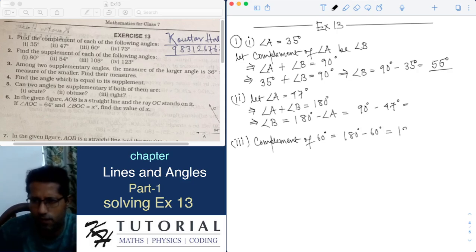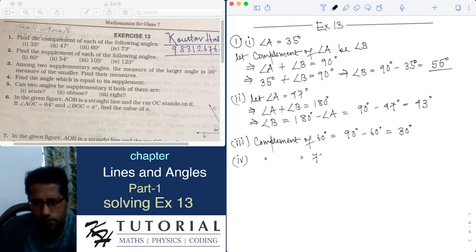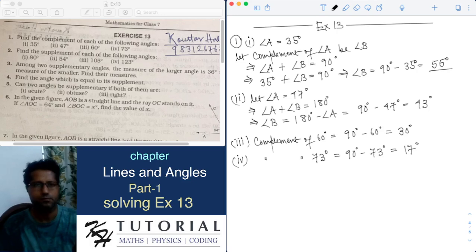And this one is 90 degrees minus 60 degrees, which is 30 degrees. Similarly, part 4, the complement of 73 degrees is equal to 90 degrees minus 73 degrees. This is equal to 17 degrees. Okay.